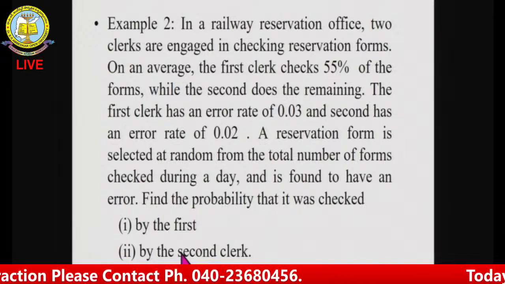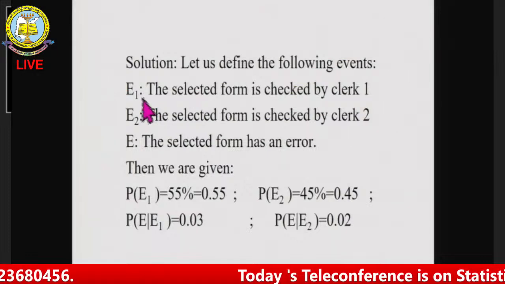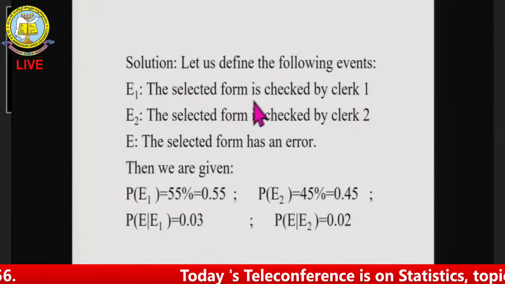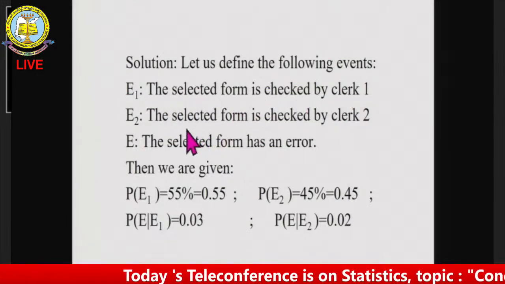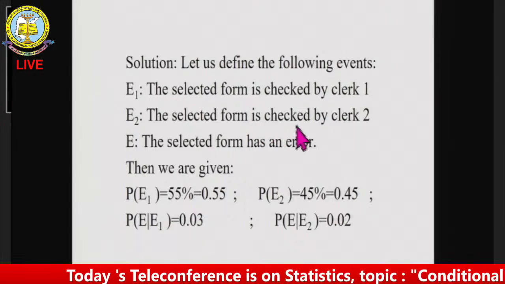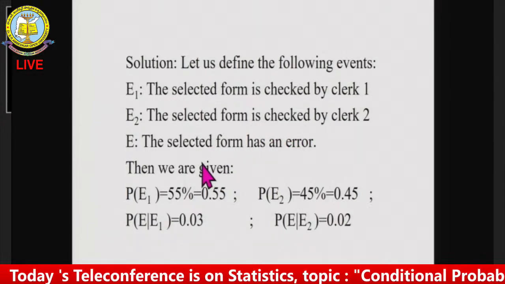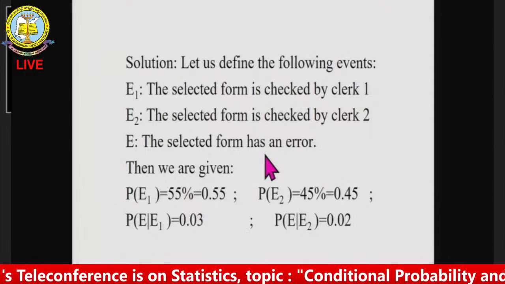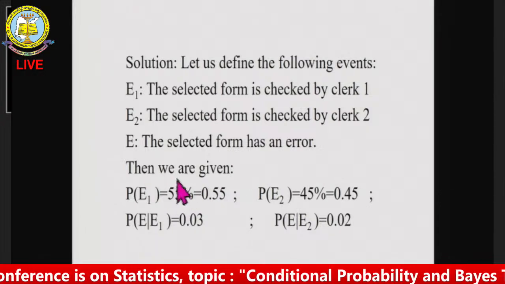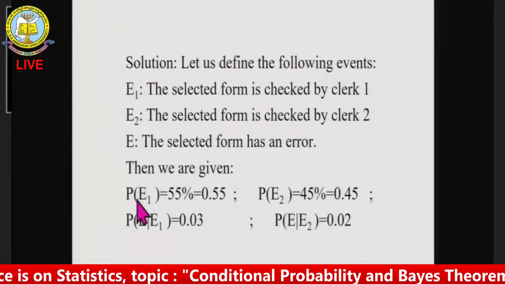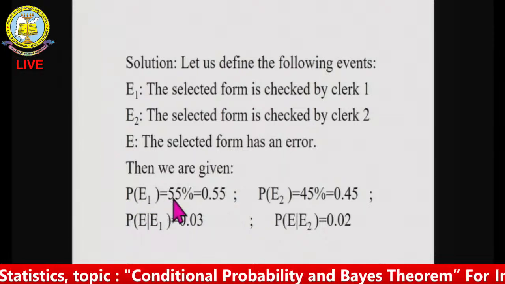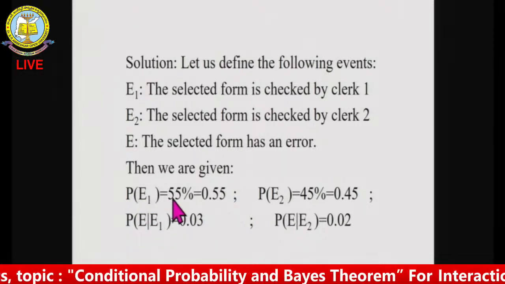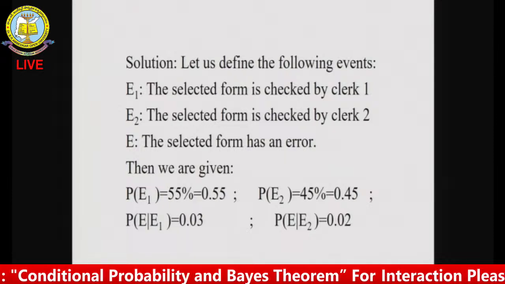So here how many events can I set? Only 2 events. The conditions are already clearly mentioned, so I can select the 2 events, E1 and E2. E1 represents the selected form being checked by clerk 1, E2 represents the selected form being checked by clerk 2. E is the selected form having an error. Then, as already given in your question, probability of E1 is equal to 55%.